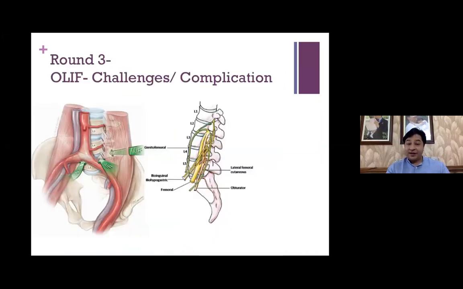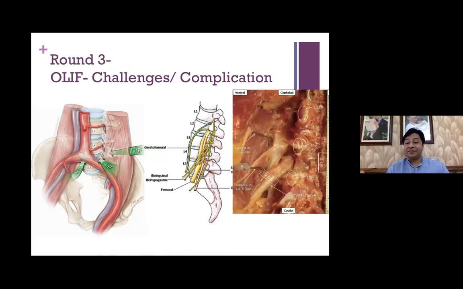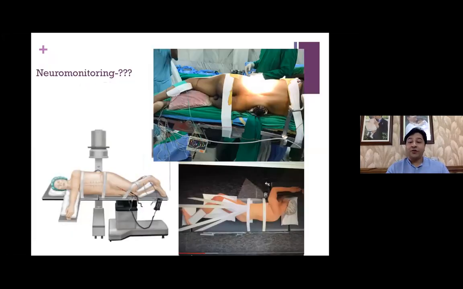Coming to round 3, let's look at some of the challenges and complications of OLIF. While MIS TLIF is a proven technique, it's just an adaptation of open TLIF to a minimally invasive technique. The OLIF depends upon a corridor which goes between the psoas and the aorta. Now, psoas, if you see, is not just a muscle. It has many important structures. You have the genitofemoral nerve, ilioinguinal, femoral nerve. So all this has to be taken into account when you plan to do an OLIF. You might need neuromonitoring if you want to be very safe. Nothing like that when you are doing a MIS TLIF.